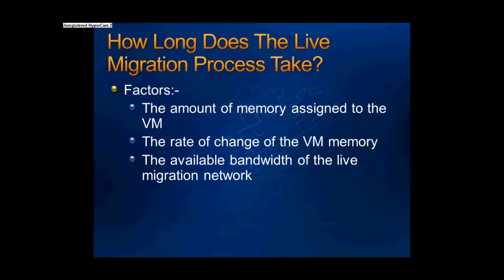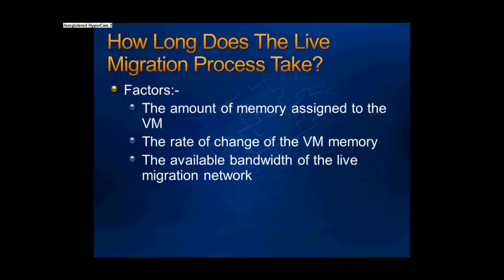So basically there are three factors which determine how fast the live migration will work. The first and foremost depends on the amount of memory that you assign to your virtual machines. For example, if you have two virtual machines, one of them running 4 GB of RAM and another running 8 GB of RAM, when you initiate live migration, of course the 4 GB of RAM will be migrated faster compared to 8 GB of RAM.